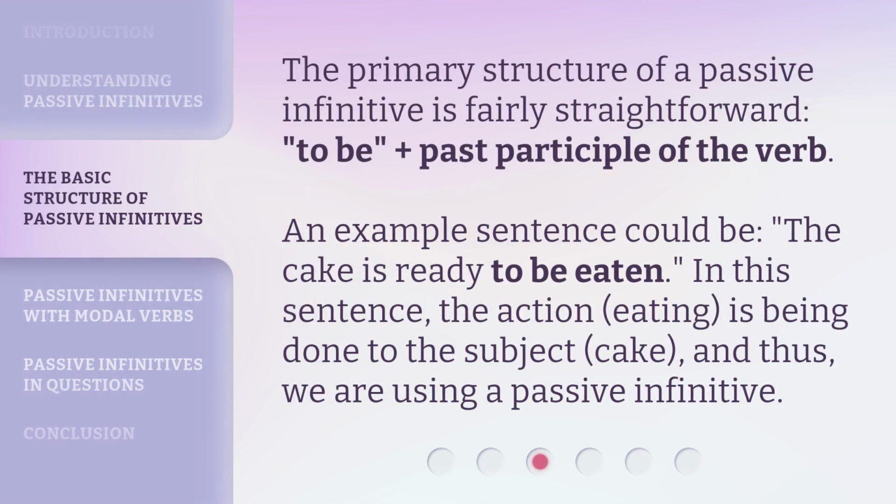The primary structure of a passive infinitive is fairly straightforward. To be, plus past participle of the verb. An example sentence could be, the cake is ready to be eaten. In this sentence, the action, eating, is being done to the subject, cake, and thus, we are using a passive infinitive.